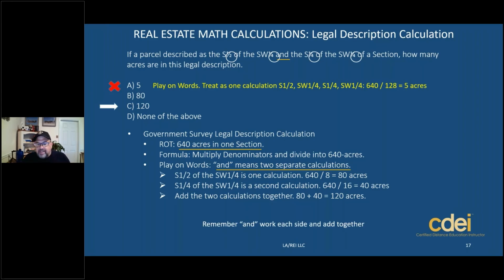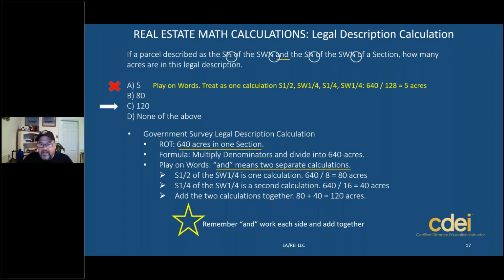Always be reminded, the word "and" means you work each side and then you add them together. So again, you're going to work the left side. 2 times 4 in one calculation is 8, and into 640 is 80 acres. The right side of the word "and" is a second calculation. 4 times 4 is 16, into 640 is 40 acres. 80 plus 40 is equal to 120 acres, which is the right answer, okay?